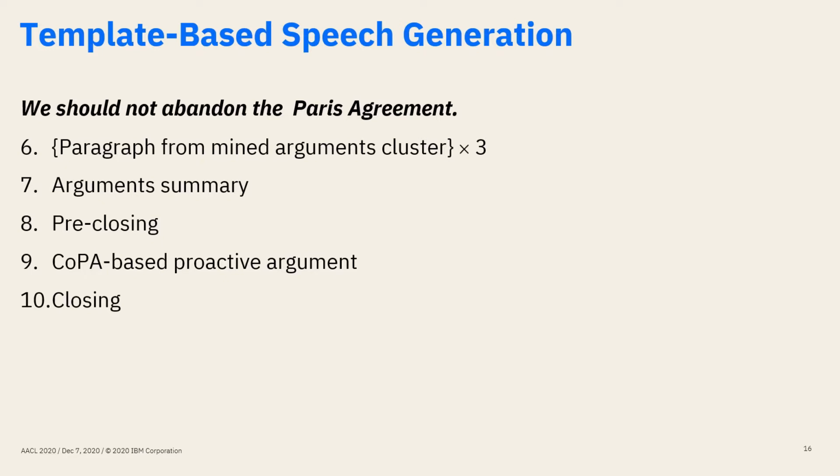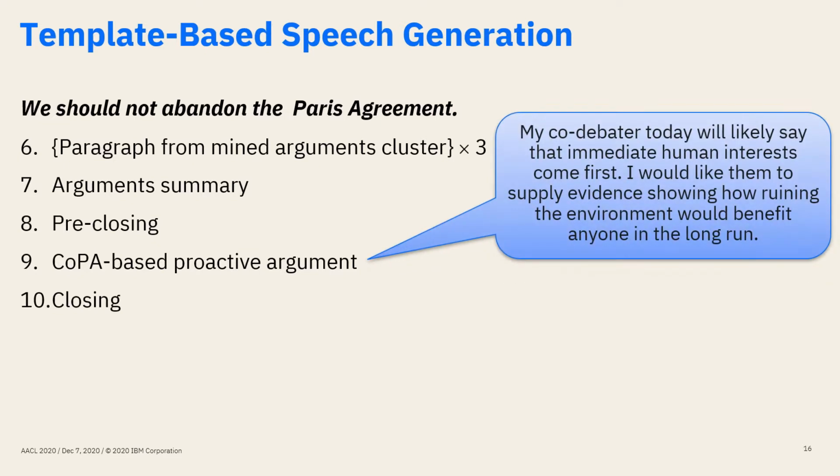Next, we have 3 paragraphs constructed from the thematic clusters, then argument summary and pre-closing. Then in some cases, we may have a proactive argument aiming to predict the opponent's argument and provide rebuttal in advance.